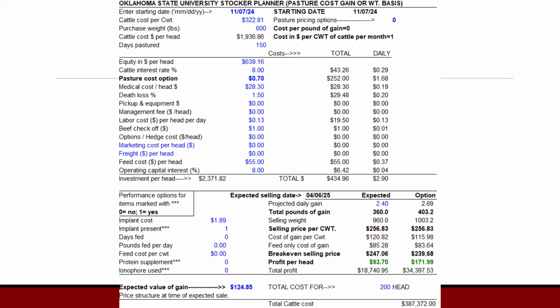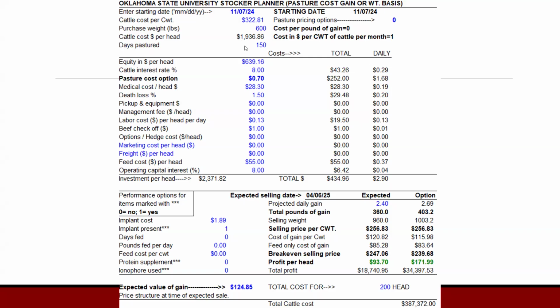Okay. This is the printout for the new Pasture Stalker Planner. There's no real good place to move this. We'll just move it here for now. All right. Start date. Didn't update this from last year. Cattle cost per hundredweight. So that's the purchase price, dollars per hundredweight. Purchase weight, 600 pounds. Cattle cost, so this times this divided by 100.